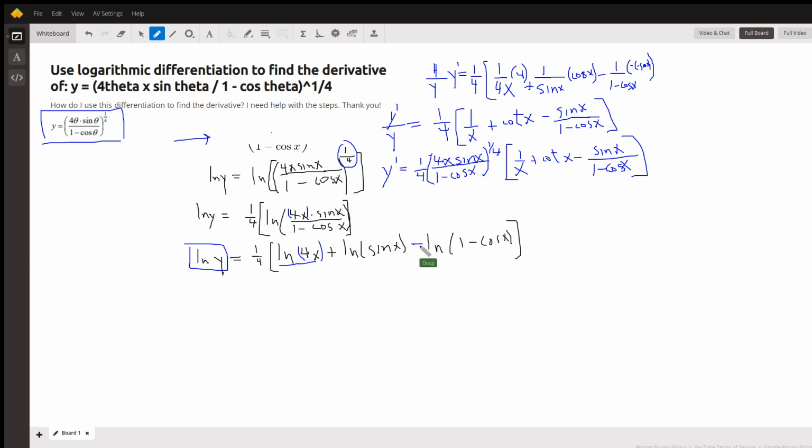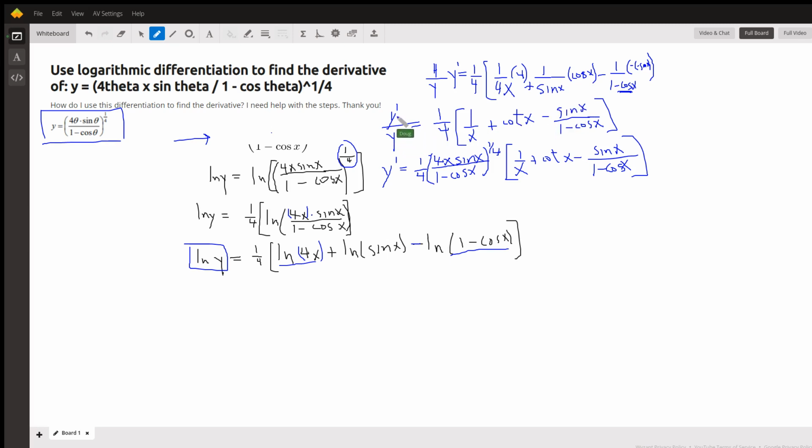and minus the derivative of ln of 1 minus cosine of x is 1/1 minus cosine of x times the derivative of the minus cosine of x, it turns out, which is minus a minus sine of x or plus sine of x. And what you do from here could be different. 4/4x reduces to 1/x. Cosine of x over sine of x, you could write as cotangent of x if you want to. And here's that final term.